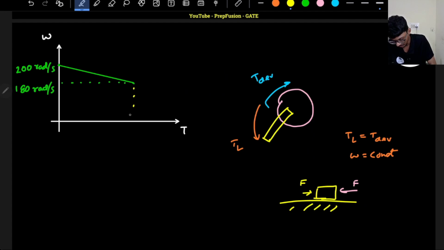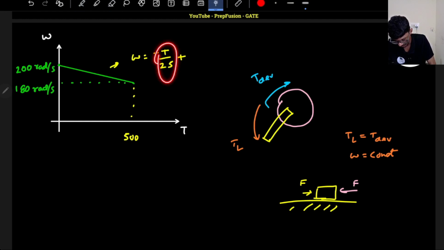So at full load, they have given me the torque value, that is 500 Newton meters, right? So from here I can write the equation of the speed torque. From here I can see what the slope is. The slope will be minus 20 by 500, so omega will be minus T by 25, and initially when T is 0, it is 200 radian per second, right?